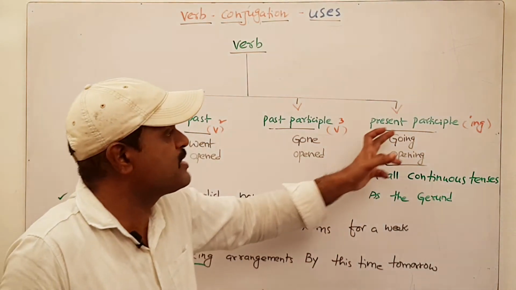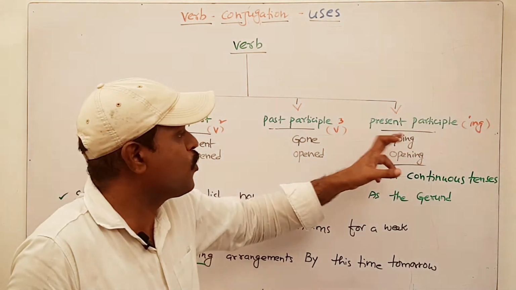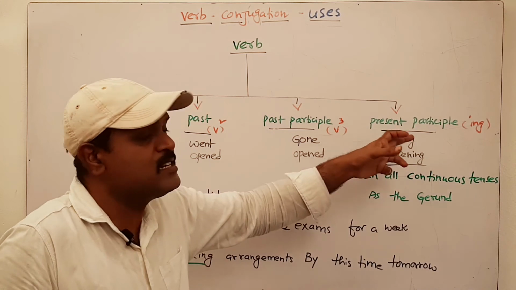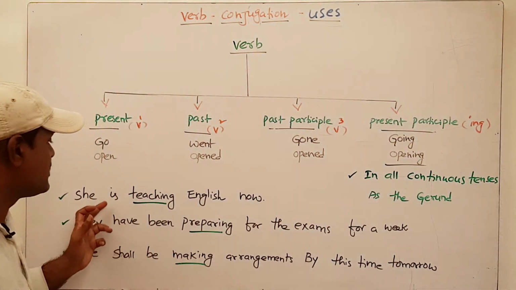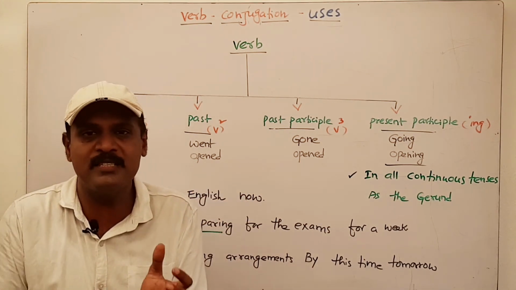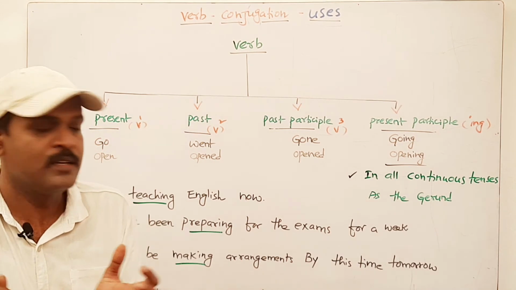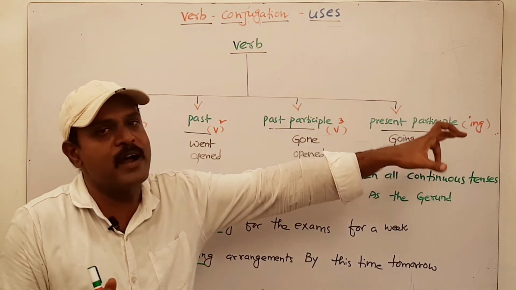Next one is present participle. Present participle is nothing but the ing form, like going, opening, etc. The present participle is used in all continuous tenses like this. Example: She is teaching English now. It is in present continuous tense. That means the action is going on right now. He is teaching. Here, the ing form is present participle.